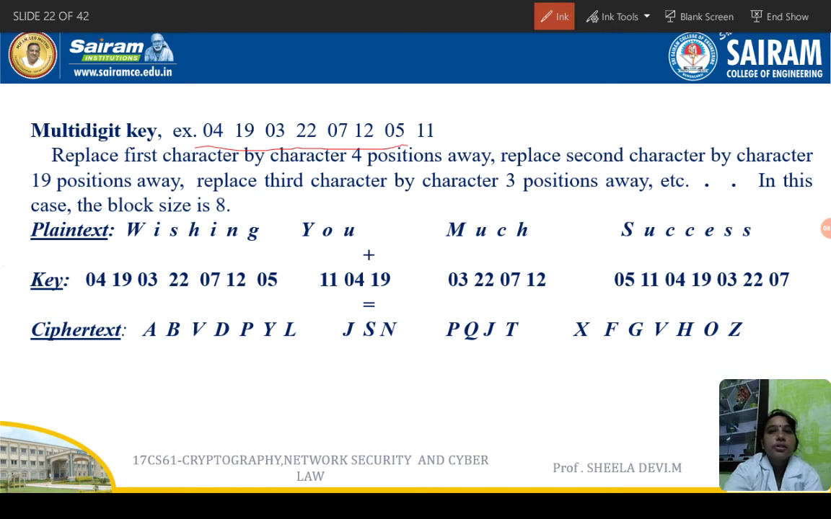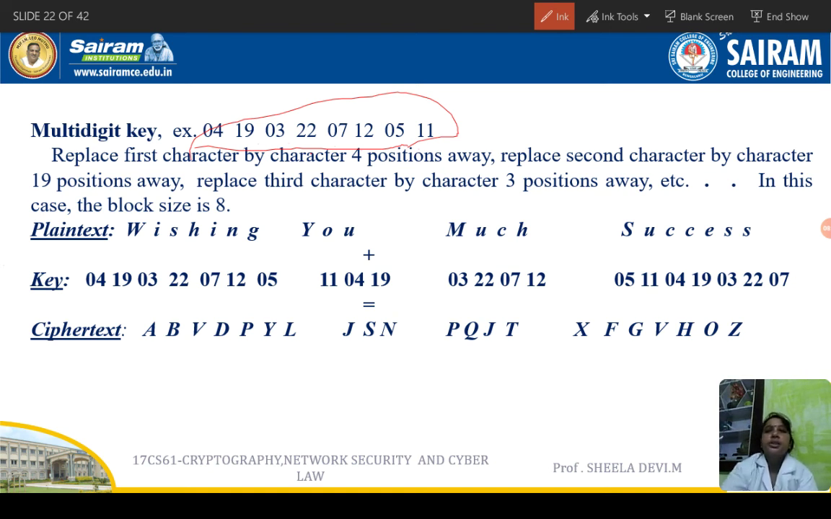So we need a set of keys, that is, a multi-digit key. Here 4, 9, 3, 2, 7, 12, 5, 11. How many digits do we have in the key? 1, 2, 3, 4, 5, 6, 7, 8 keys I have. So the size of the key is 8. What I have to do is take my plain text and convert it into non-overlapping blocks of size 8.